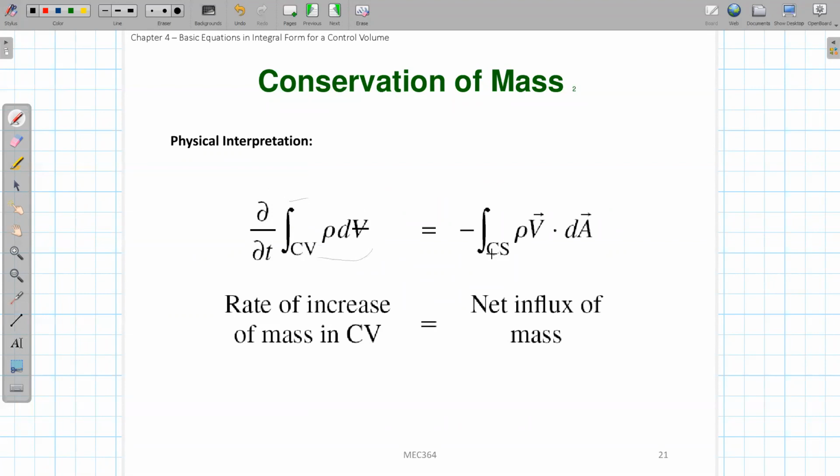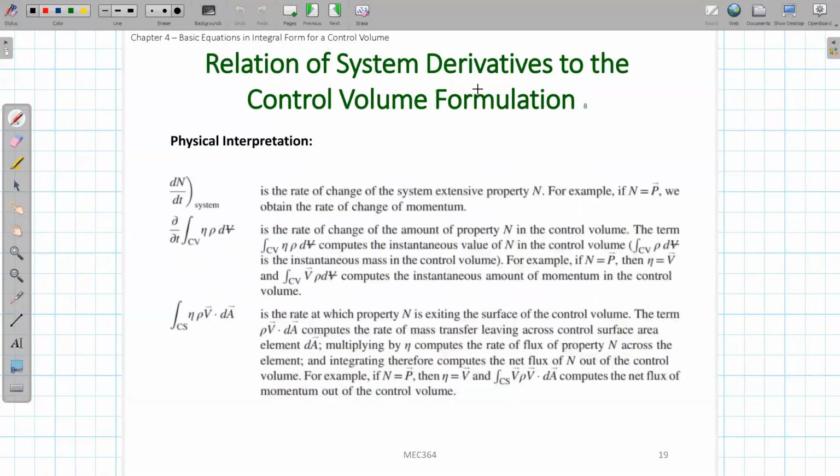And if you look at the right hand side, remember the meaning of this term here. This is the flux term through the control surface, right? And basically it is this term here, and the meaning of this one is the net rate. So this is the net flux flowing out of the control volume, right?